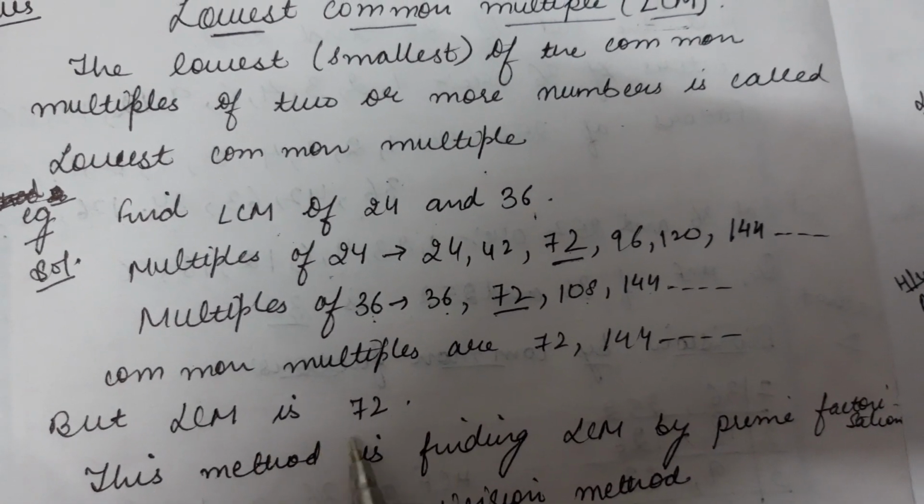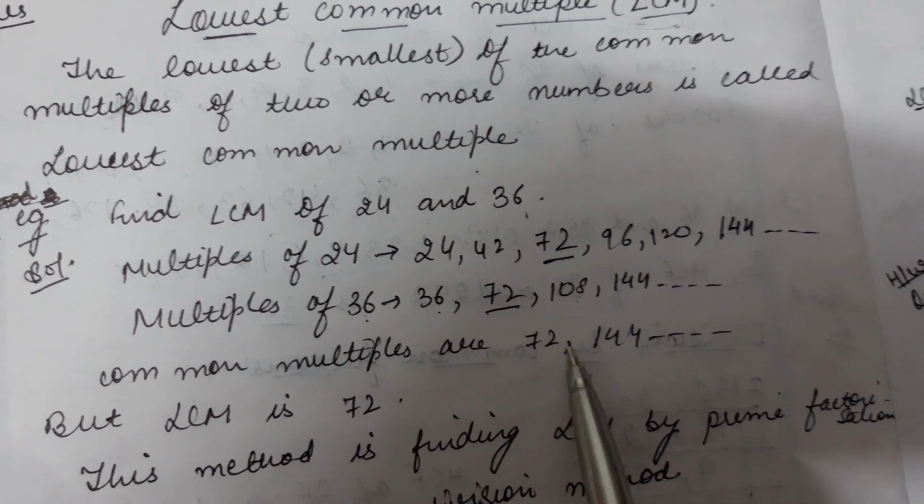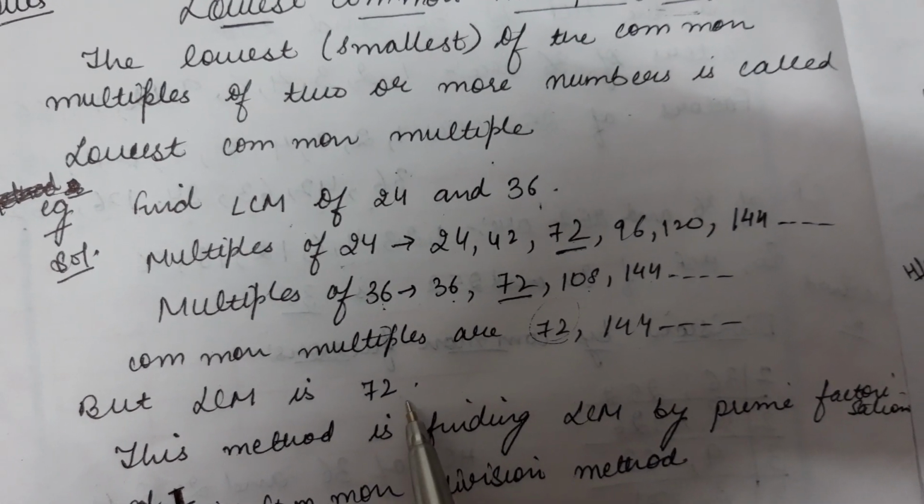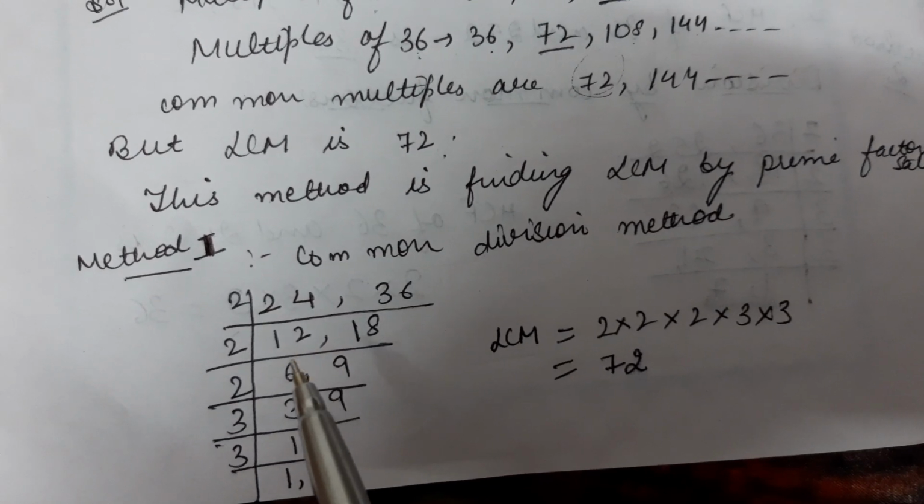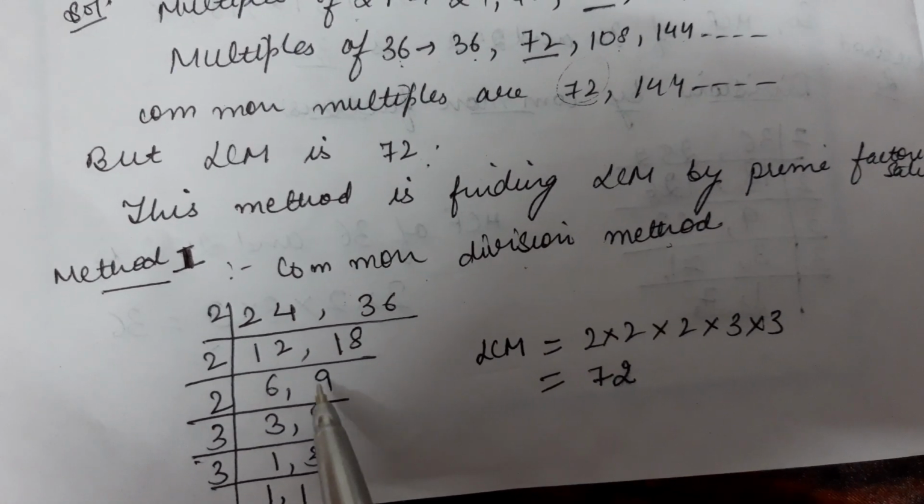But LCM of these two numbers is the lowest of the common multiples. Lowest means the smallest, that is 72. So LCM is 72. Next, we have various methods of finding this. First method is the common division method.